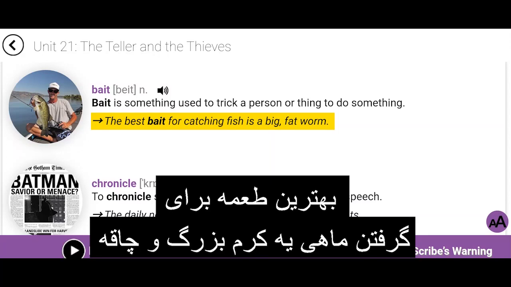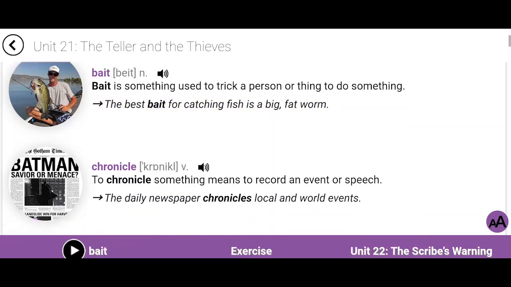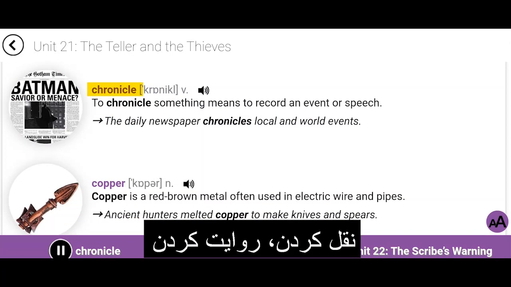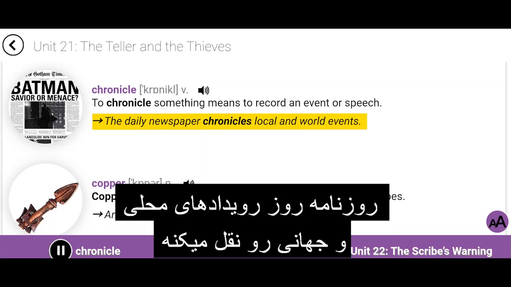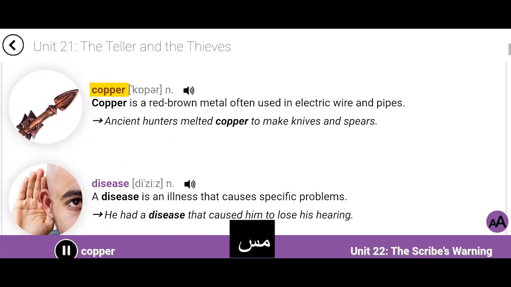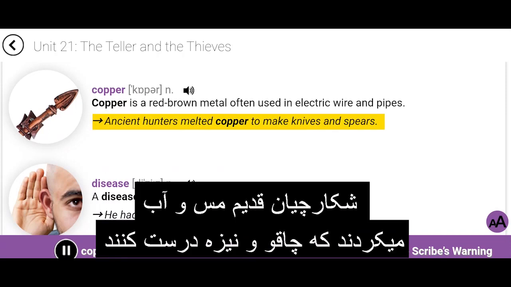Chronicle. To chronicle something means to record an event or speech. The daily newspaper chronicles local and world events. Copper. Copper is a red-brown metal often used in electric wire and pipes. Ancient hunters melted copper to make knives and spears.